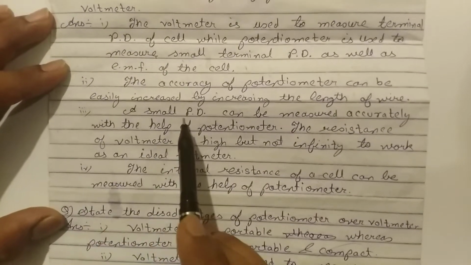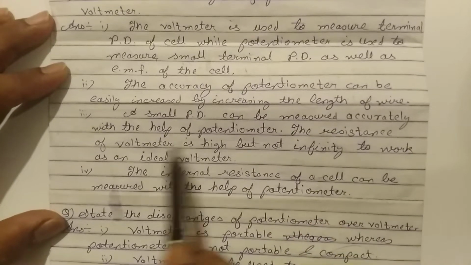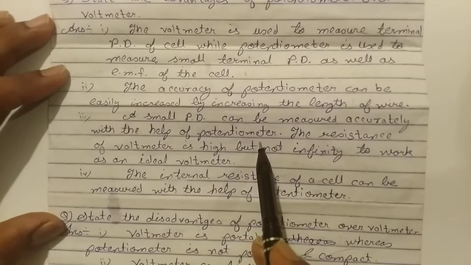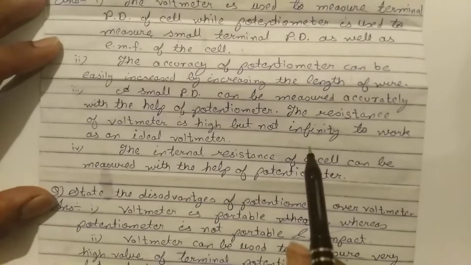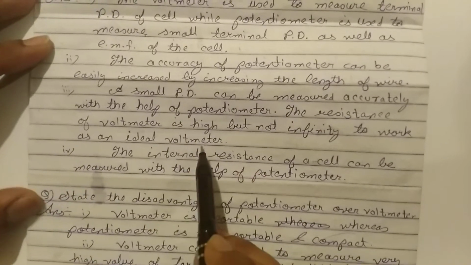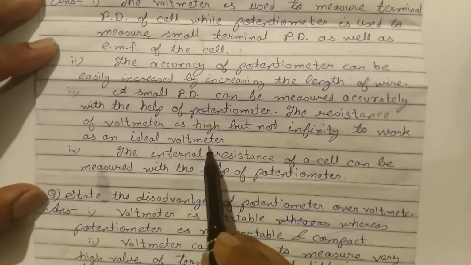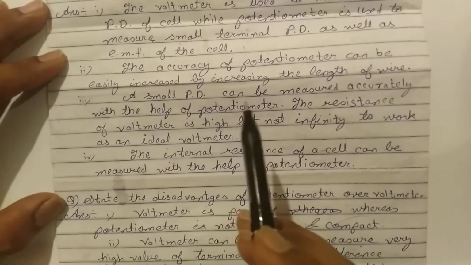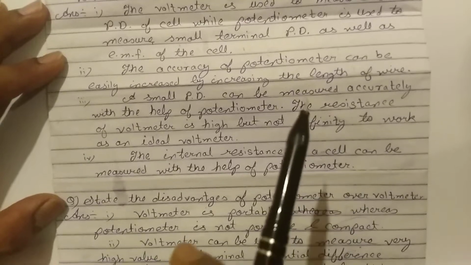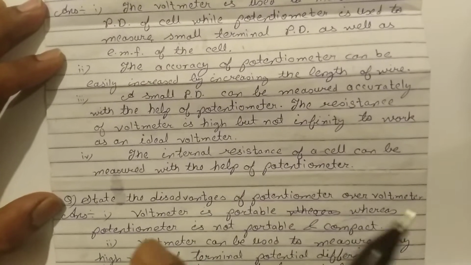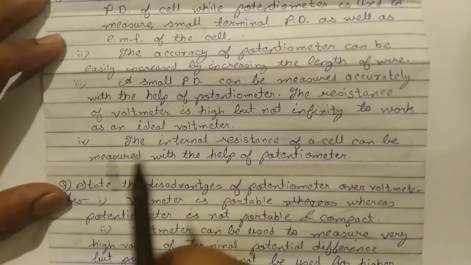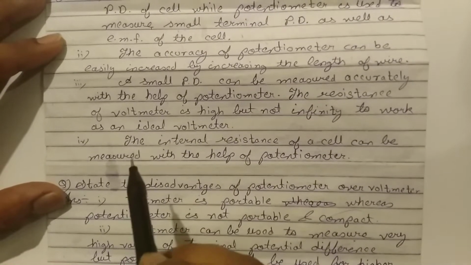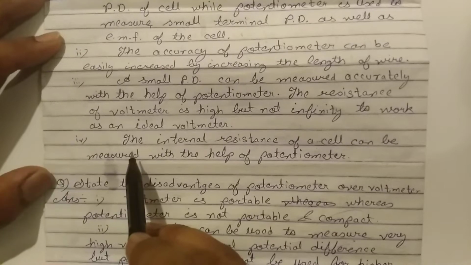Third one, the small potential difference can be measured accurately with the help of potentiometer. The resistance of voltmeter is high, but not infinity to work as an ideal voltmeter. Ideal voltmeter is that voltmeter in which we can measure small voltage. So in voltmeter, accuracy is very less to measure small potential difference.